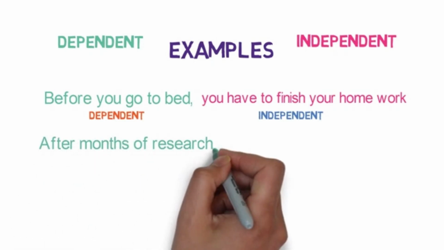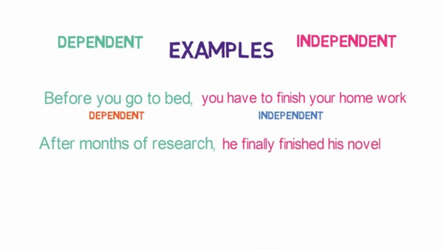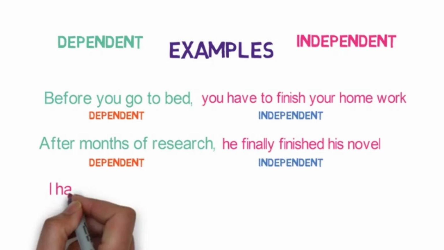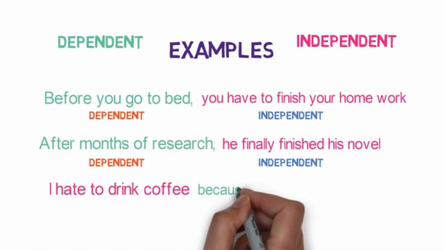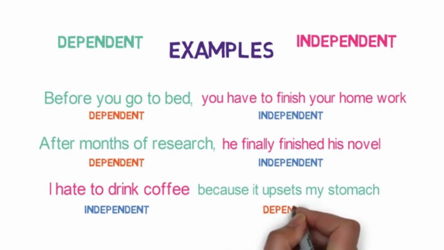After months of research, he finally finished his first novel. Here, after months of research is a dependent clause, and he finally finished his first novel is an independent clause. Let's see one more example to make things even clearer. I hate to drink coffee because it upsets my stomach. Here, I hate to drink coffee is an independent clause, while it upsets my stomach is a dependent clause. Now, I think you are clear with dependent and independent clauses.